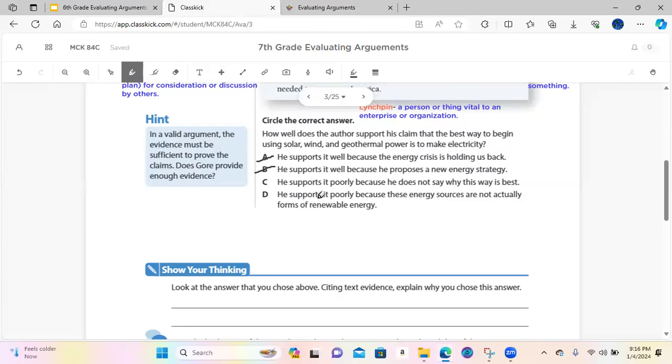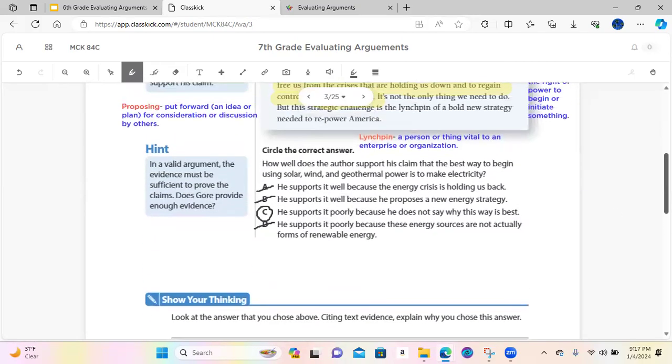Let's look at C. He supports it poorly because he does not say why this way is the best. Yes, that's what we have been saying. He does not say why it's the best strategy. So let's leave C and we can come back to it. Let's look at option D. He supports it poorly because these energy sources are not actually forms of renewable energy. We know that is definitely incorrect because solar, wind, and geothermal power are all forms of renewable energy. So this is incorrect, and our correct answer is C.